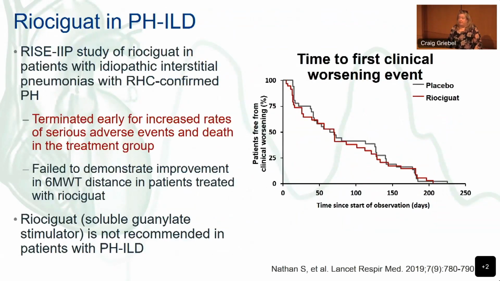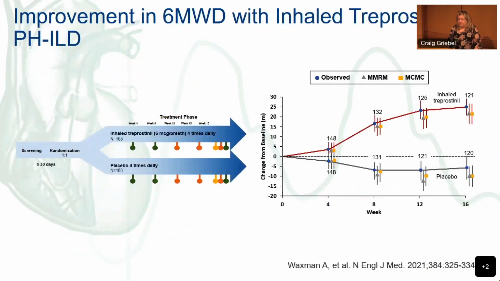What about riociguat? Riociguat is not advised in Group 3 PH-ILD, and we were so excited. This was going to be the drug. And then the study was terminated early due to increased risks of serious adverse events and death in the treatment group. And so it is not advised to go there.